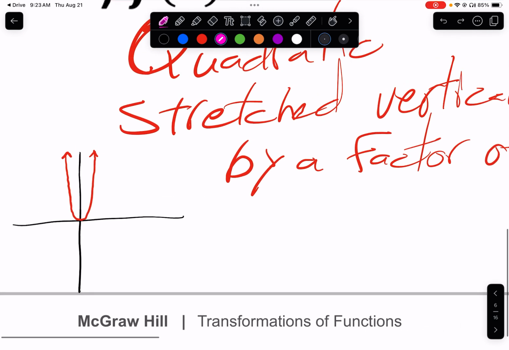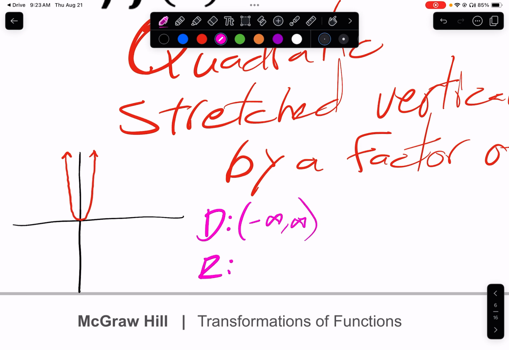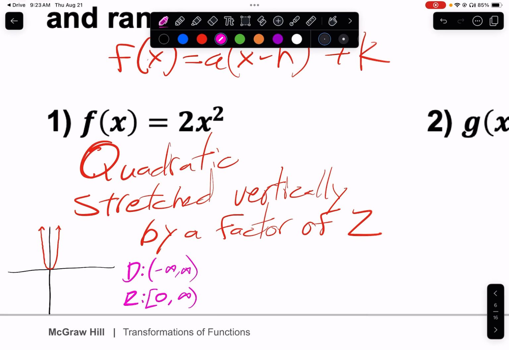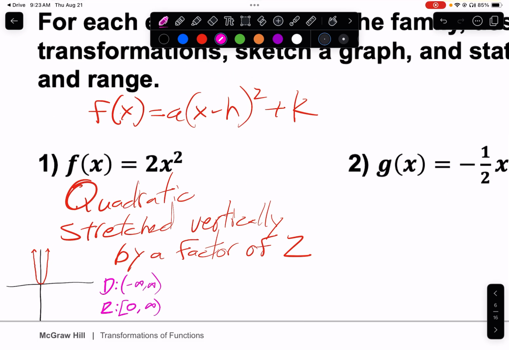Okay, then our domain is going to be negative infinity, infinity. And our range, we do have a limit on the range. It's going to be 0 to positive infinity. So that's what that one would look like.